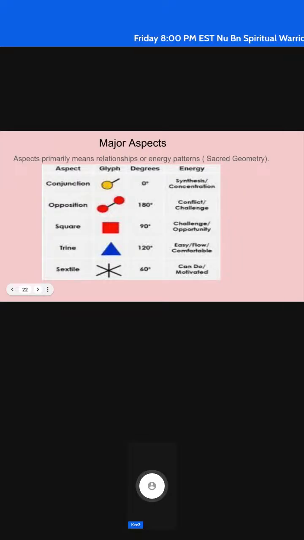The next tools that you need to be familiar with are aspects. They will also help in scanning quickly or decoding a chart without going into a detailed analysis. Aspects primarily means relationships or energy patterns, and often it relates to sacred geometry.